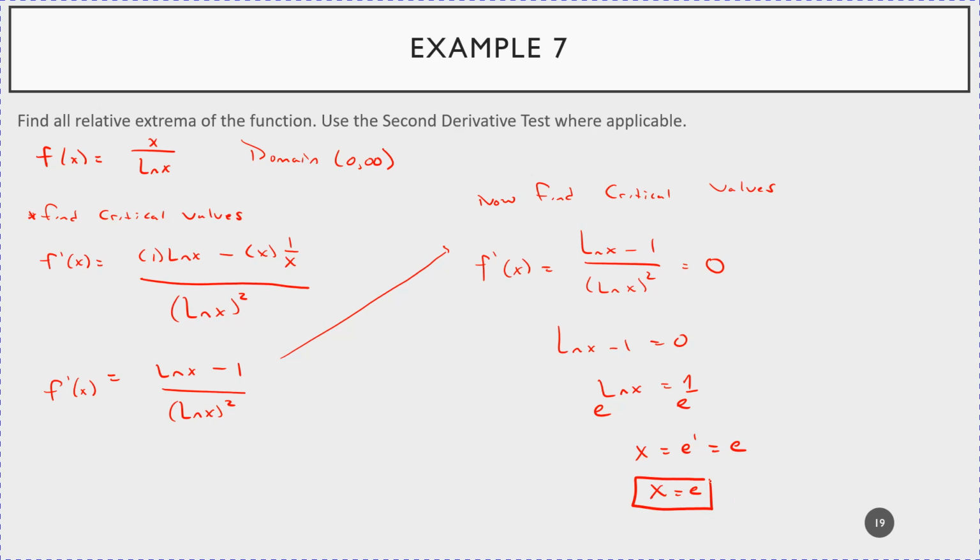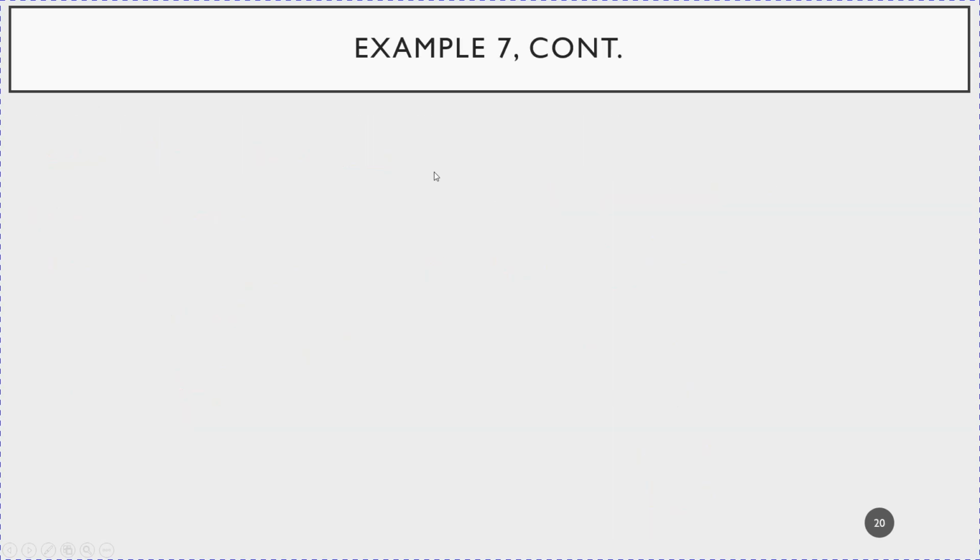All right, so what I have to figure out now is, okay, I have a critical value, or critical number, at x equal to e, but is it a relative max? Is it a relative min? I don't know. So what we're going to do is use the second derivative test. On the next slide, I'm going to rewrite the first derivative. We saw that f prime of x is equal to ln of x minus 1 all over ln of x squared.